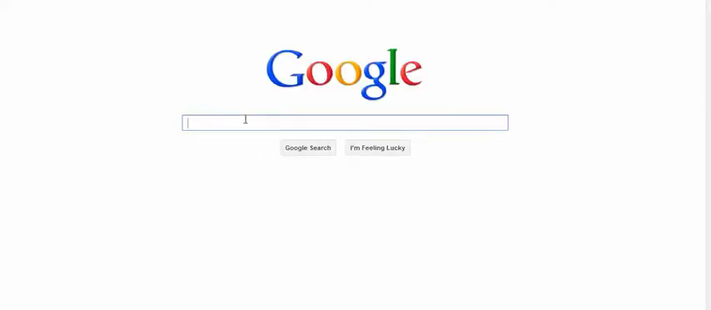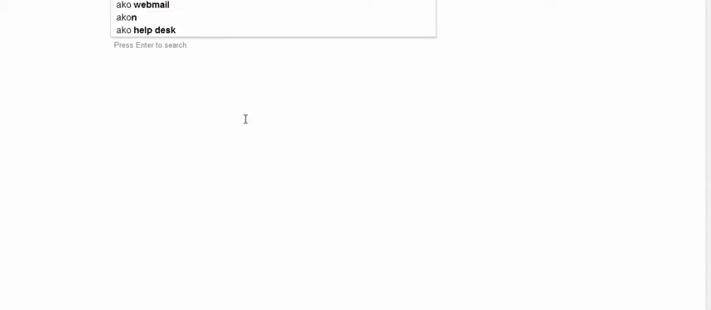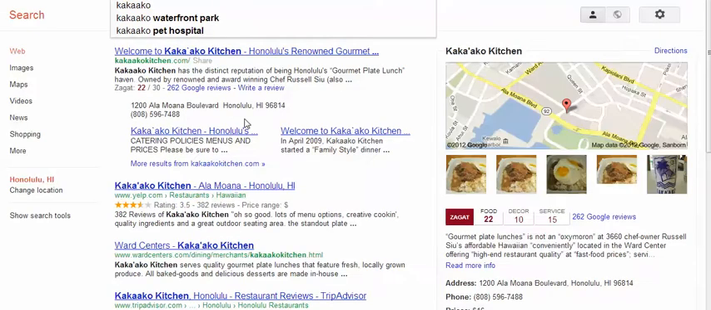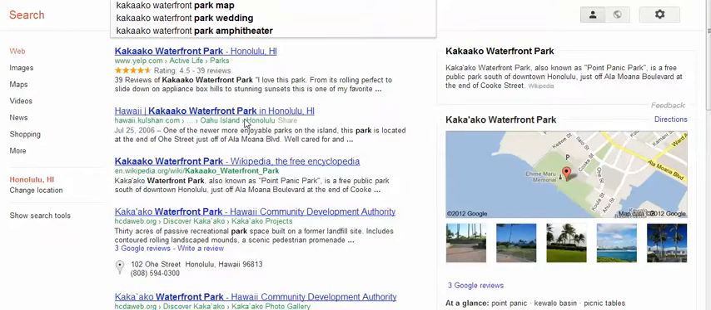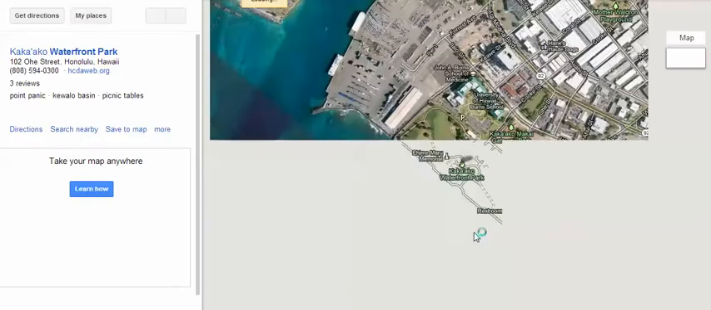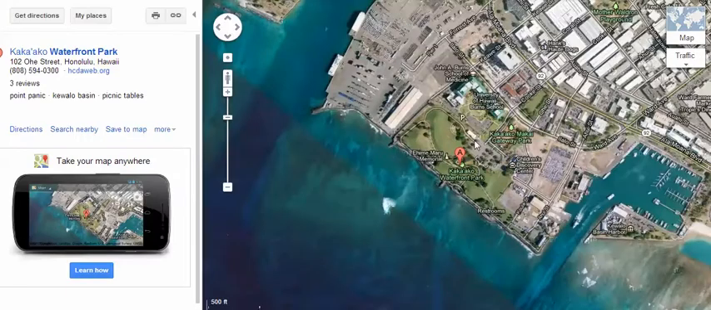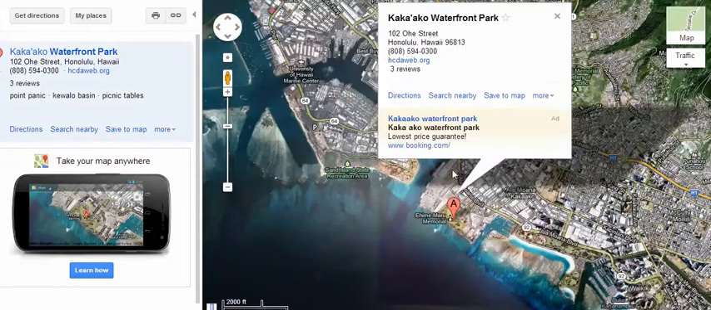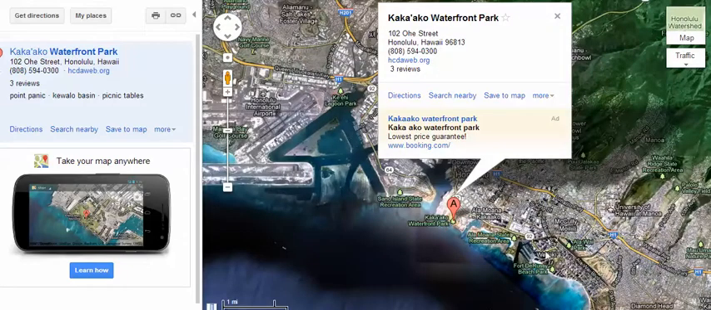Kaka'ako. Okay, wait. Google's kind of figuring itself out. There we go. Kaka'ako Waterfront Park. Okay, there we go. All right, Google Maps. There's Kaka'ako Waterfront Park. It's kind of right off Ala Moana. Here's Ala Moana Boulevard. Waikiki's kind of in this area.